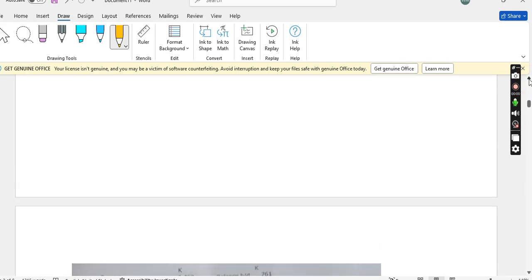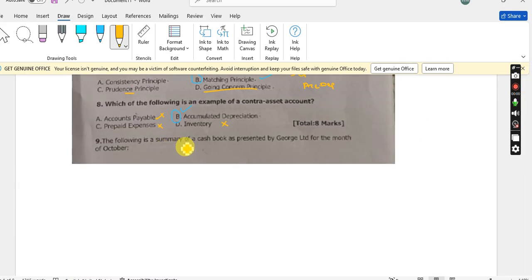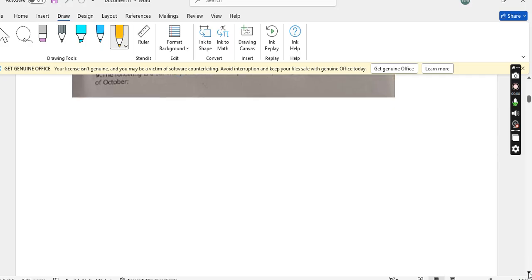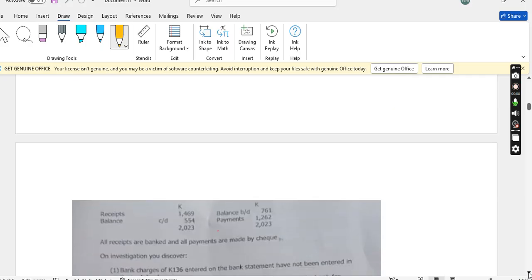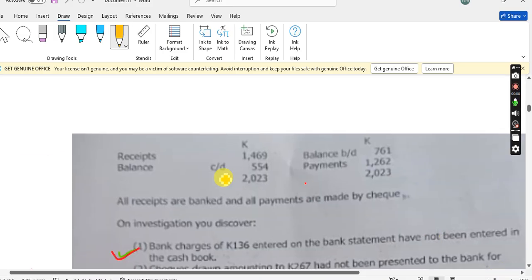Okay, so we have a question here. The following is a summary of the cash book as presented by George Limited for the month of October. Here is the cash book. Let me zoom in so that everyone can see. You've got receipts, the balance brought down, and the payments.